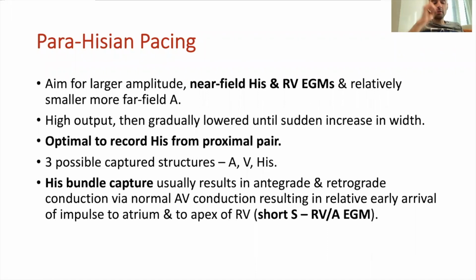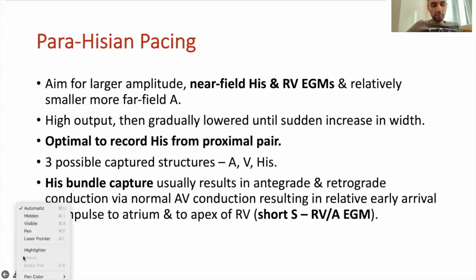Okay, sorry, we had technical issues. So furthermore, one last maneuver that you might be able to do is parahisian pacing. You want to aim for near-field, large amplitude His and RV EGMs, and a smaller, more far-field A. You want to pace at high output and gradually lower the output. It would be nice if you have His recording in both the proximal and distal pairs.